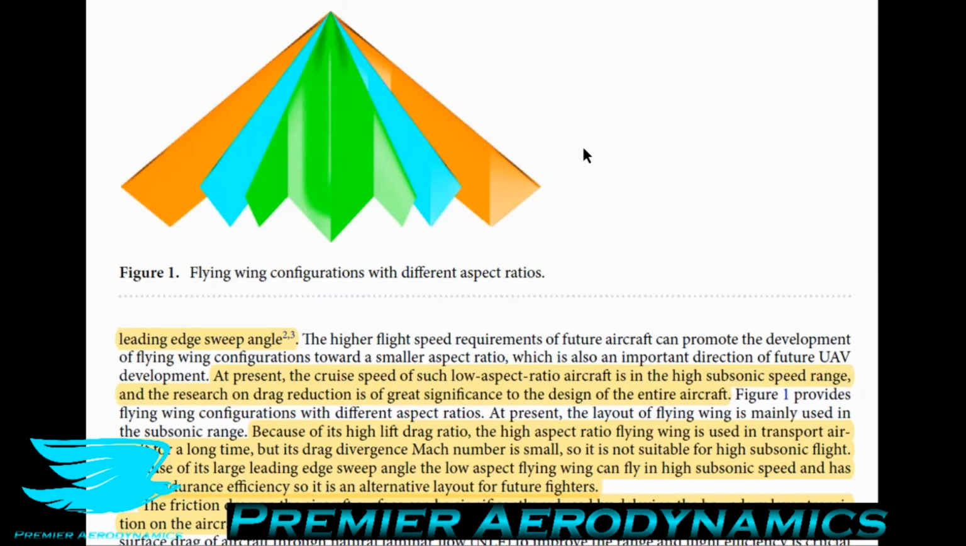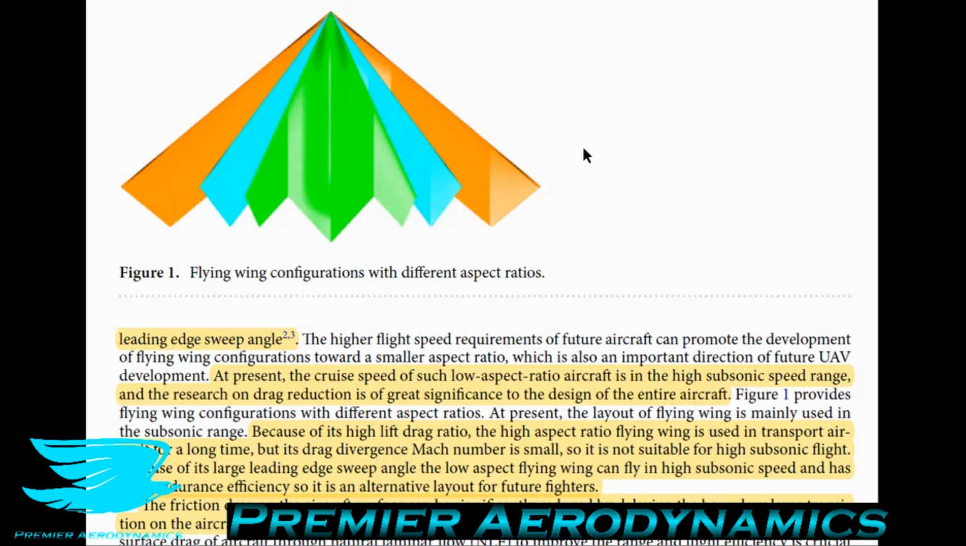Let's talk about this. Because of its high lift to drag ratio, that means it's producing a lot of lift compared to how much drag it's producing, which is usually good, particularly for aircraft. The high aspect ratio flying wing, so that means that it is very broad, has been used in transport aircraft for quite a long time, but its drag divergence Mach number is small. The drag divergence Mach number, also known as the critical Mach number, which I mentioned earlier, is the free stream velocity at which the flow over the aircraft will start to become sonic at some point. So it will be the point where you start crossing the sound barrier. This is called the critical Mach number.